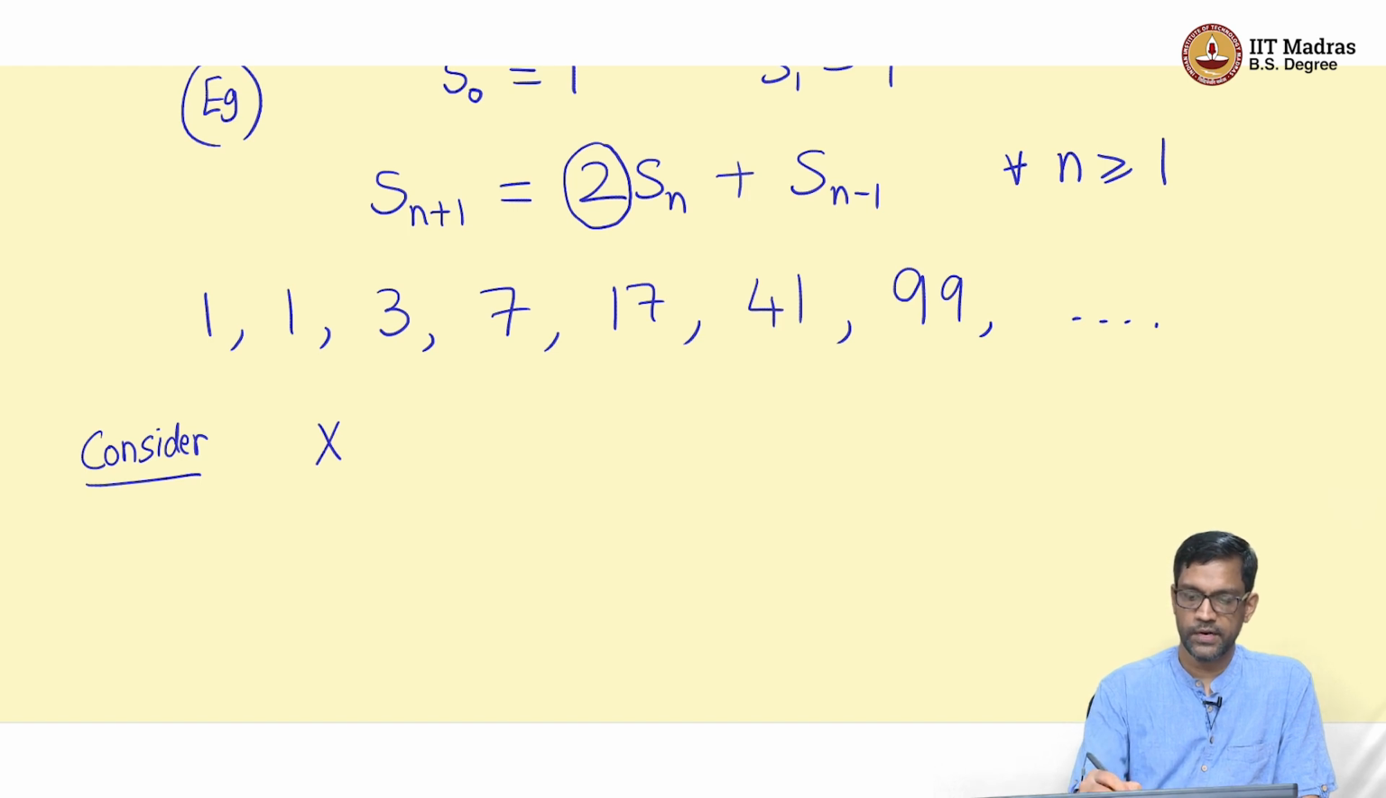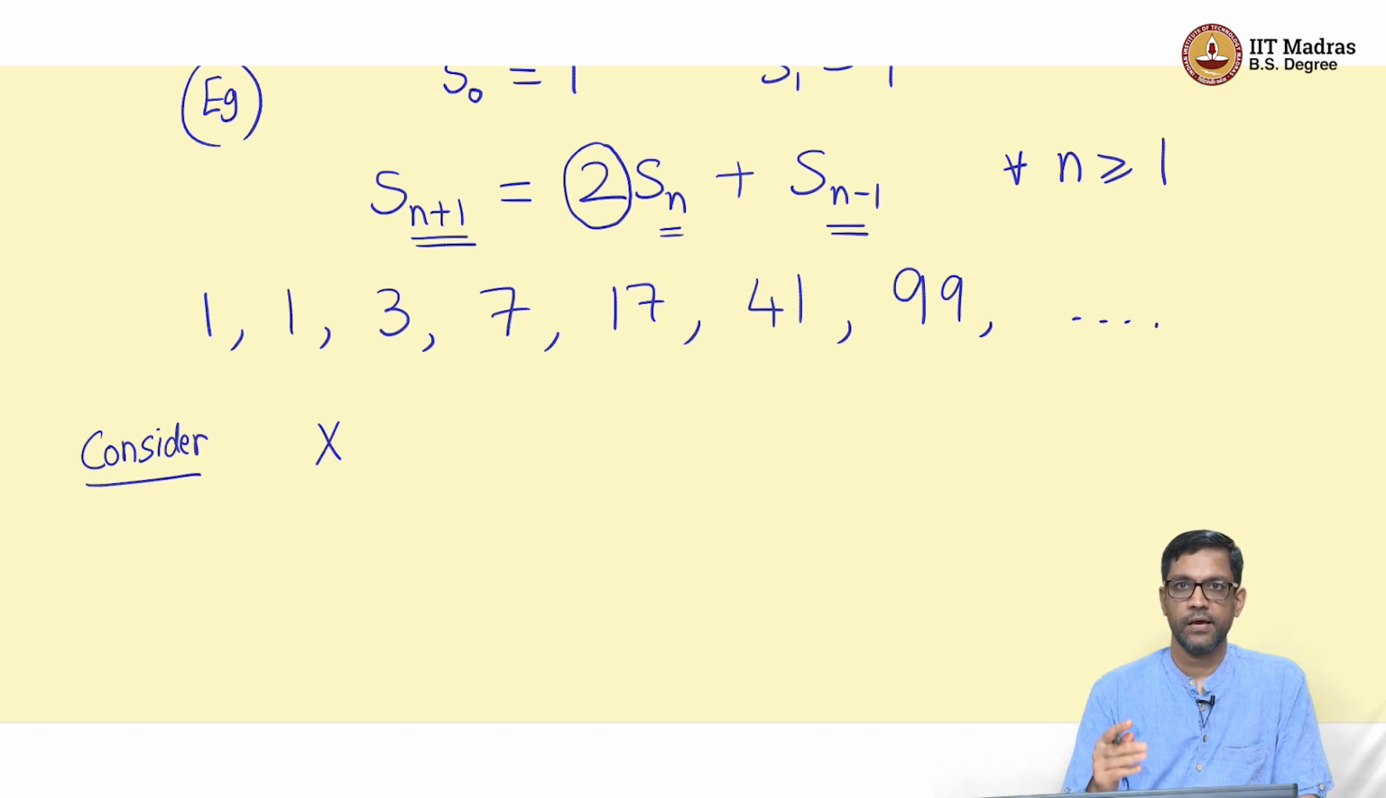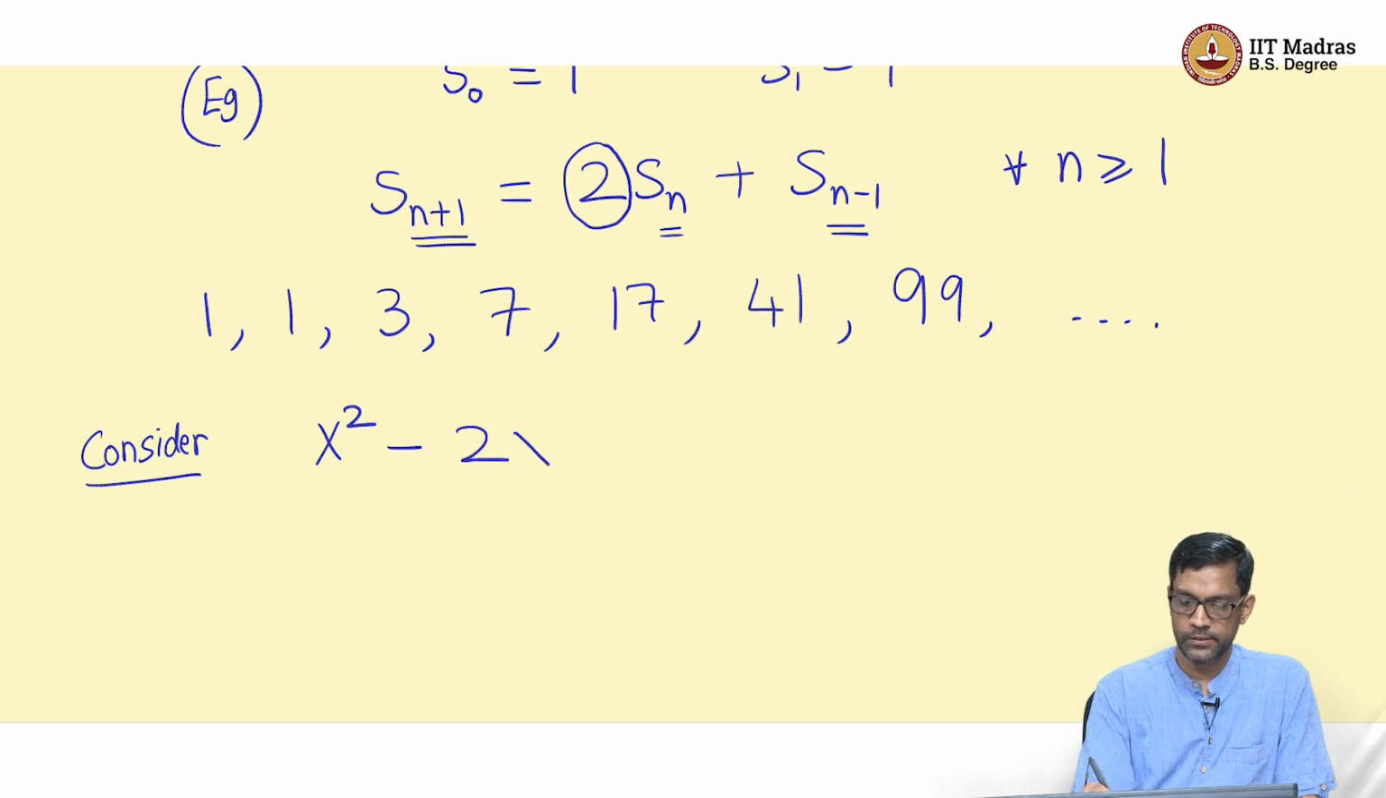If you recall how that equation appeared in the Fibonacci example, we looked at the coefficients of the (n+1)th term, nth term and (n-1)th term, and put x squared, x and 1 as the three terms there. So let's do the same thing here. I'm going to get x squared minus 2x minus 1, and this difference is 0. So consider this quadratic equation.